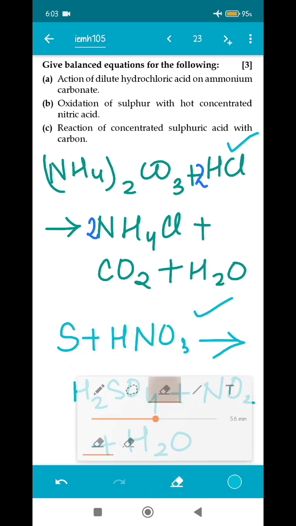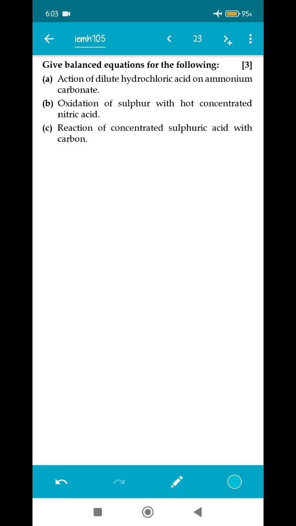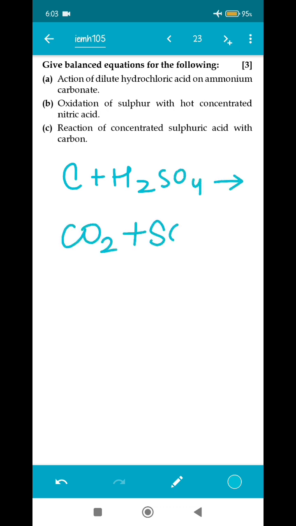So let's do the last one. Reaction of concentrated sulfuric acid with carbon. So carbon plus concentrated sulfuric acid. We are going to get carbon dioxide, we are going to get sulfur dioxide, and we are going to get water. So make sure you are going through the 4 chapters related to the various compounds very nicely, because a lot of questions are asked and they are very direct questions and you can easily score good amount of marks from these.